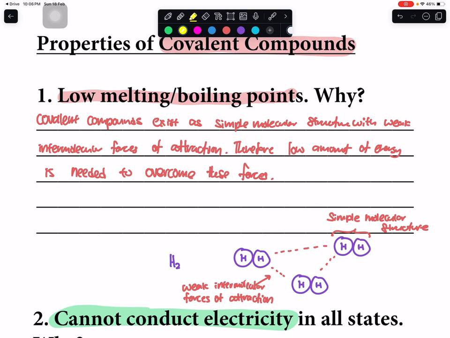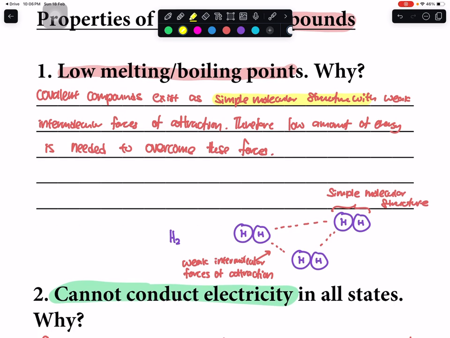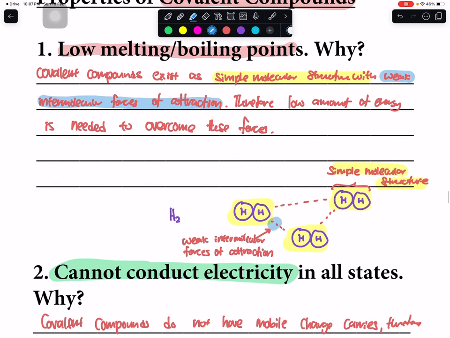So covalent compounds tend to exist as a simple molecular structure. So what is a simple molecular structure? Okay, all these, for example, hydrogen, this is what we consider to be a simple molecule. Okay, so what is existing in between them? So existing in between them is this thing called your weak intermolecular forces of attraction. Okay, so the dotted lines that I've drawn is what we use to denote the weak intermolecular forces of attraction.